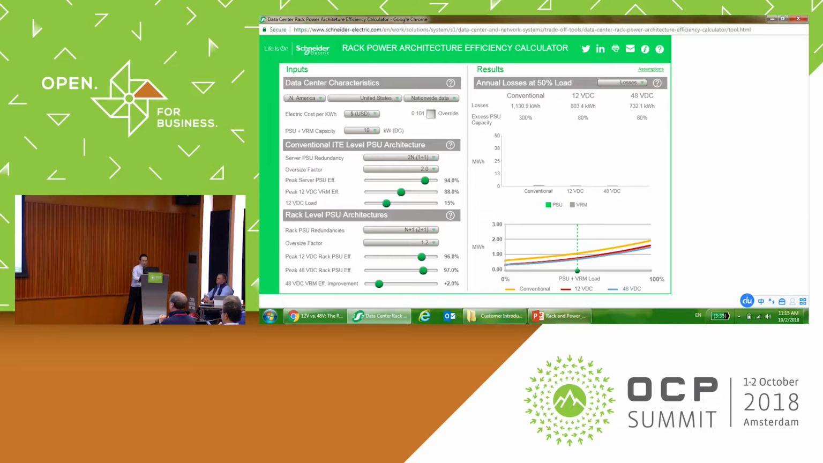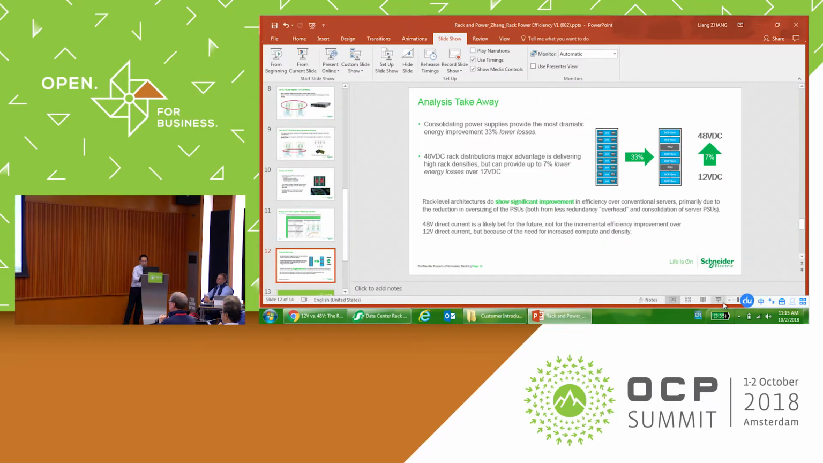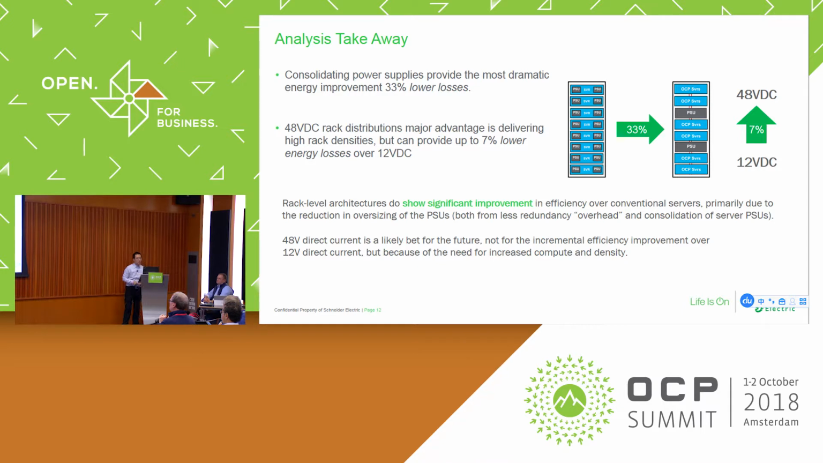So come back to the summaries. First, as I mentioned, consolidating the power supply unit to the centralized, like OCP nowadays, either N plus N or N plus 1 model, makes sense. It can improve about 33% lower energy loss on the server side. So it's a dramatic enhancement. And we talk about the 48 volt, which could provide about 4% less loss. So it still makes sense on the 48 volt, gaining some energy savings on the 48 volt OCP architecture compared with the 12 volt.